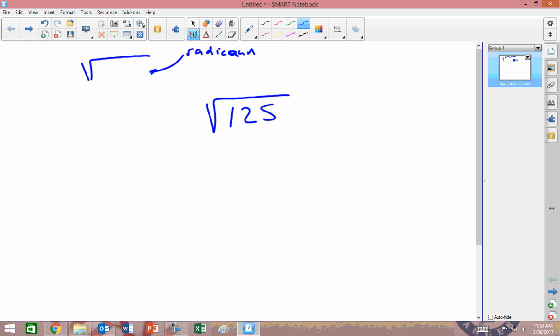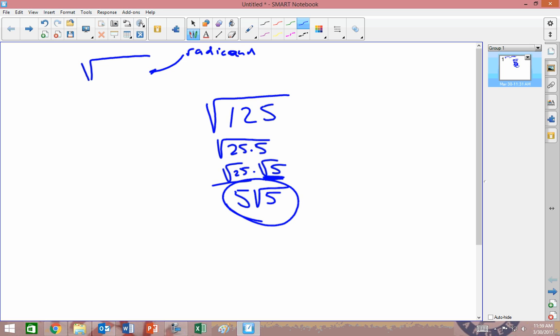So I have the square root of 25 times 5. So I've got the square root of 25 times the square root of 5. What's the square root of 25? 5, because we have 2 of those, so they can come out. Are there any squares in here? No. That has to stay in the house because it doesn't have any partners. So your answer is 5 square roots of 5. Everybody see how we got it?